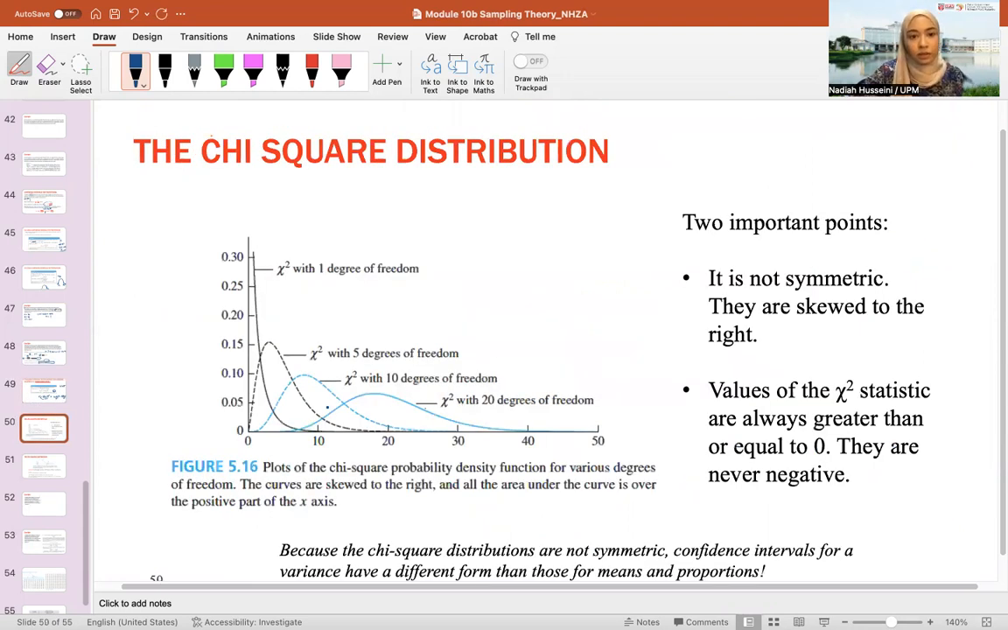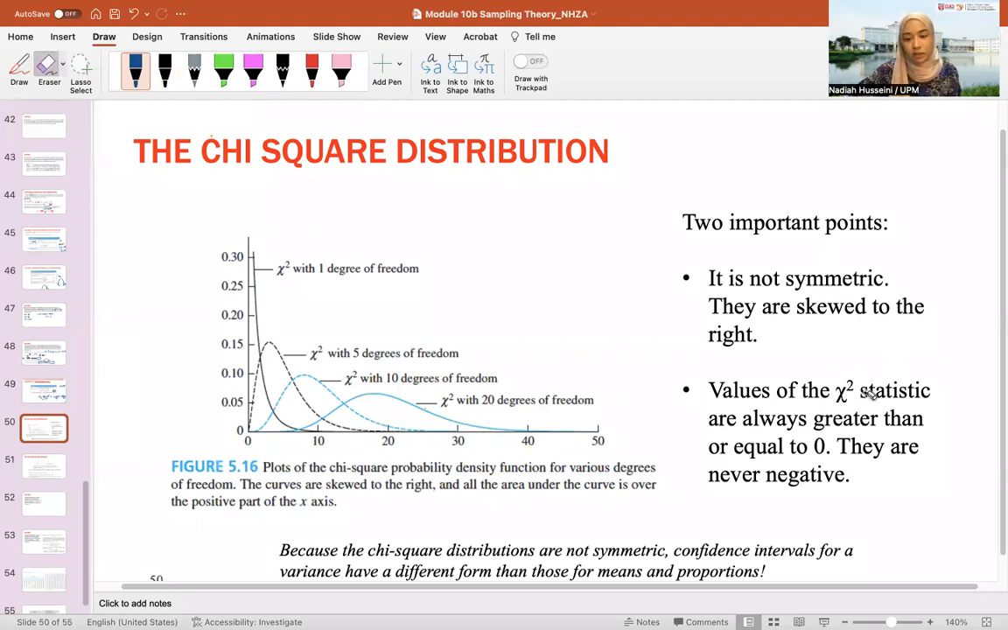Okay, so what is the chi-square distribution? I'm still recording, right? Yes. This chi-square distribution has two important points. The first one, it is not symmetric. Your normal distribution is symmetrical with your mean in the center, and it was very easy to use because it gives us a lot of information. However, the chi-square distribution is not symmetric, so we cannot approach it like a normal distribution. It is skewed to the right, which means it is tapered down towards the right.